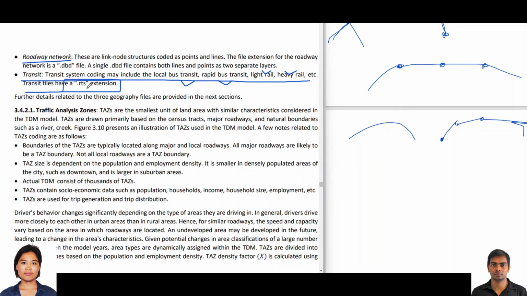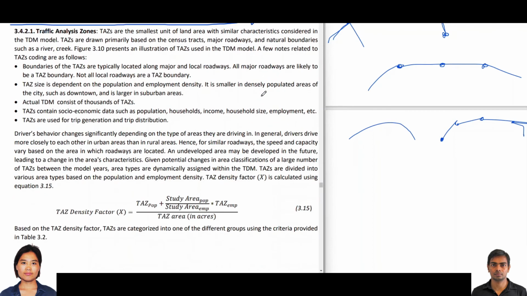Working with transit in TransCAD is kind of a little bit tricky. It usually throws a lot of errors, and we try not to mess with transit unless we have to. Further details related to the three geography files are provided in the next section. So these are the three core geography files that are used in a travel demand model using TransCAD.